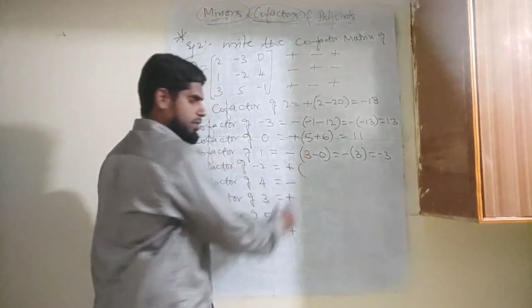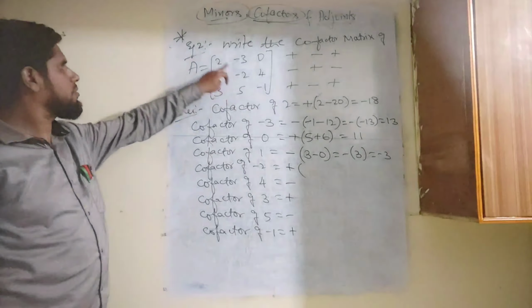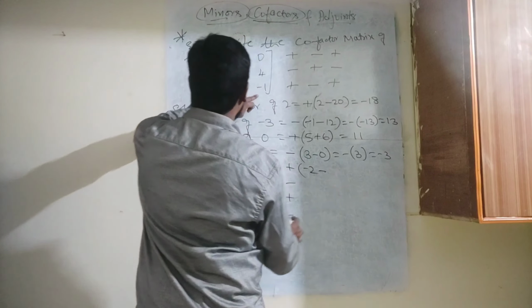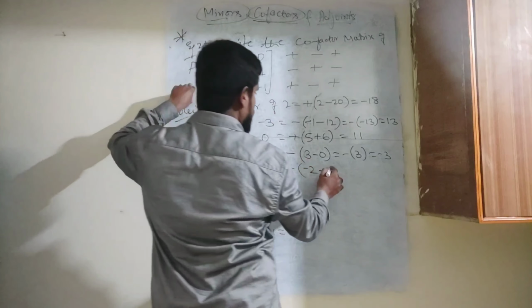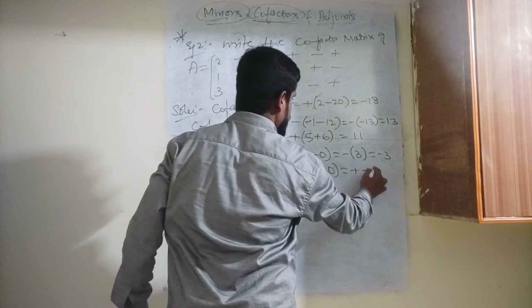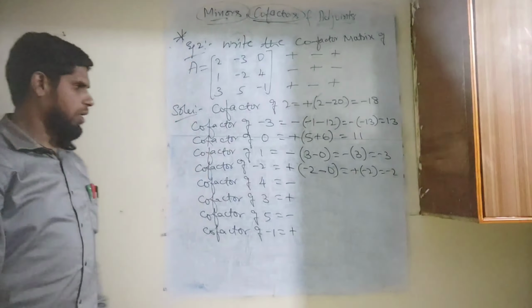Next, cofactor of minus 2. For this, 2 into minus 1 is minus 2. Minus 3 into 0 is 0. So plus into minus 2, this is minus 2.